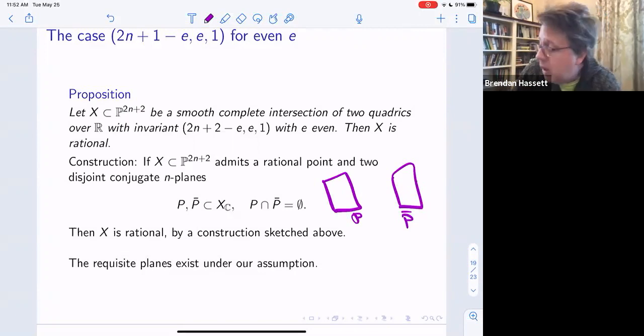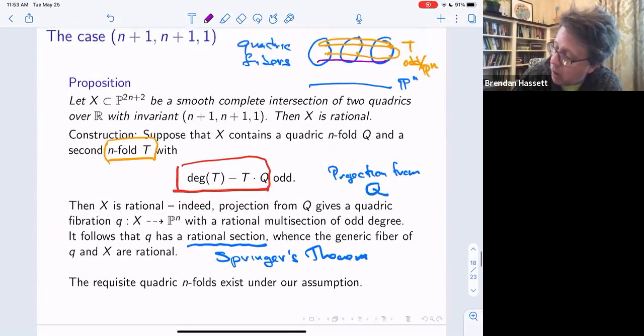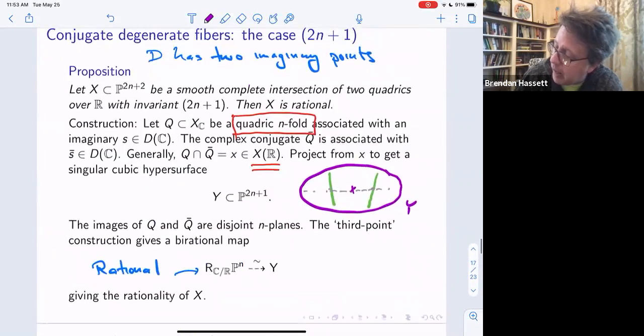Now, when you have that, it's a good situation because I can essentially repeat the argument that I did 2 slides previously and get a cubic hypersurface in P2n plus 1 with disjoint linear subspaces of half the dimension. And the rationality construction applies again. So I'm basically repeating what I showed you in this earlier slide using the 3-point construction and restriction of scalars.